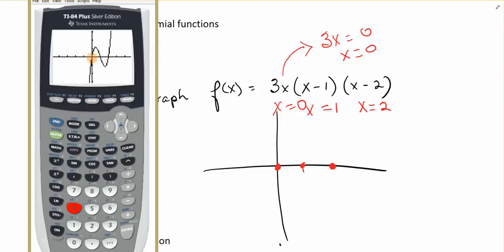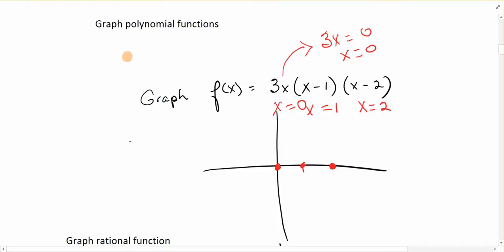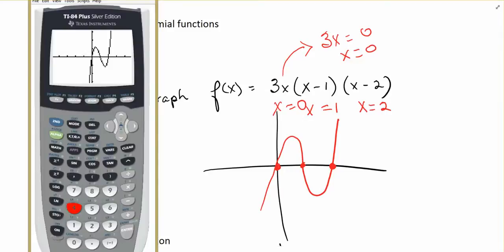And where did it cross? 0, 1, and 2. So if I were just having to do that by hand, I could do that. I could see that. In your test, if it asks you to do that, you now know you could just throw it in y equals and see what it looks like. You want to make sure it's crossing at the intercepts. Everybody okay on that one? Okay.